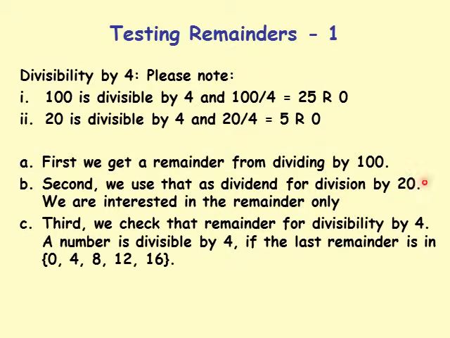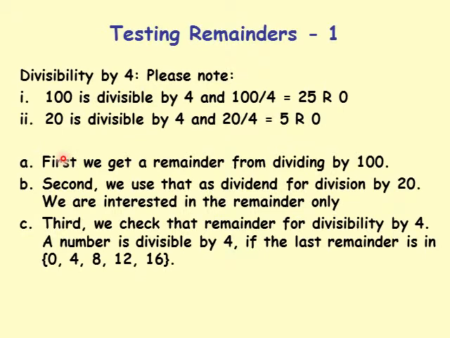I take away all the 20s I can, discard, and see what's left over, this remainder. It's the same thing as if I divided that remainder by 20, discarded the quotient, and kept the remainder. We are interested in the remainder only.